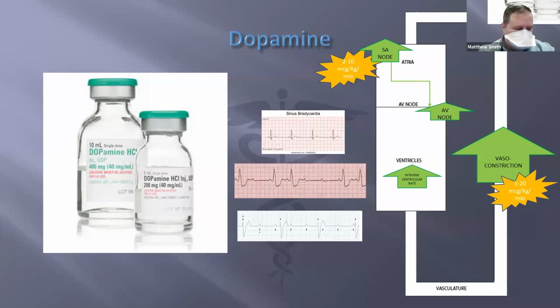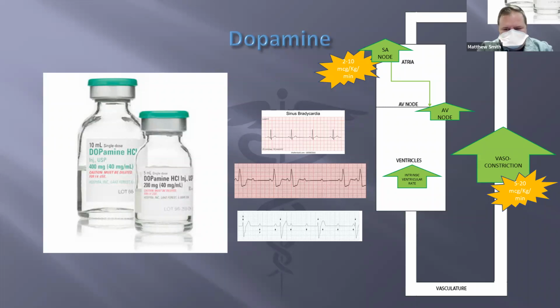you get vasoconstricting effects of the dopamine predominating, which means dopamine acts primarily as a pressor and less so on the heart rate. Notice that in the range from 5 to 10, you have kind of a gradual transition from primarily chronotropic to primarily vasopressing, vasoconstricting effects of dopamine.